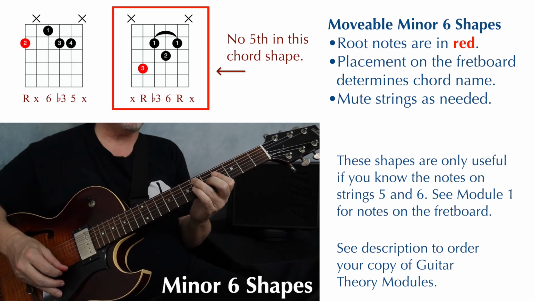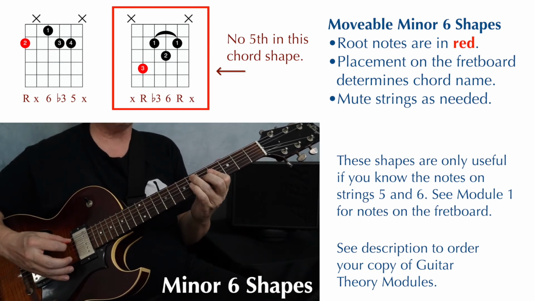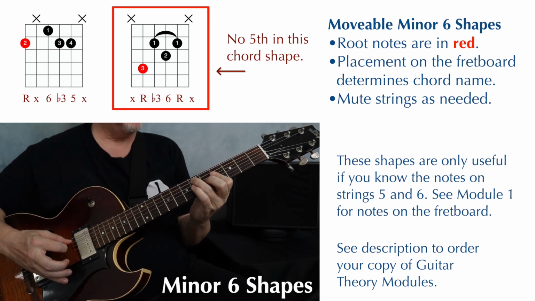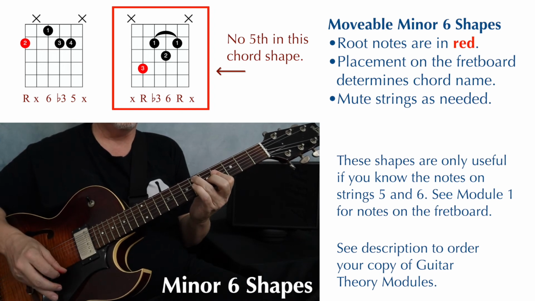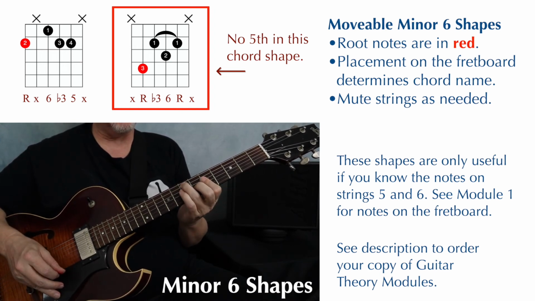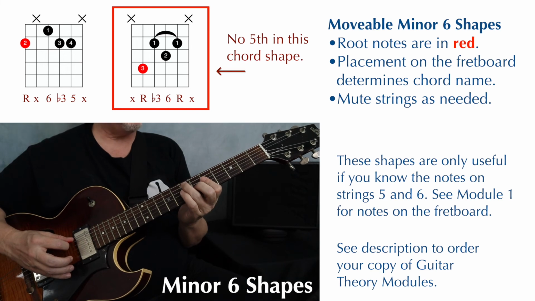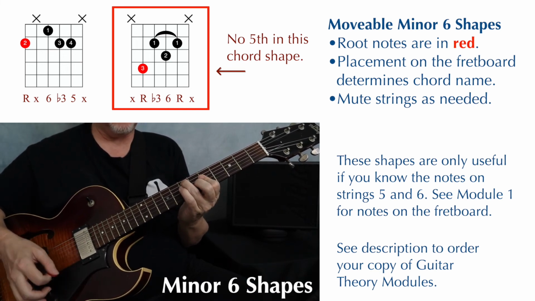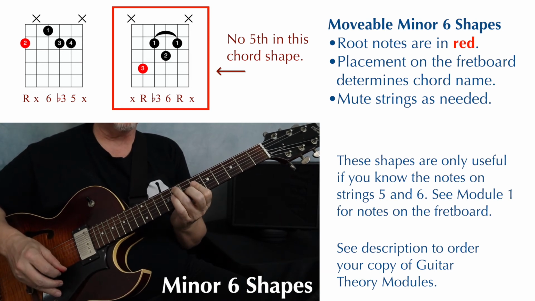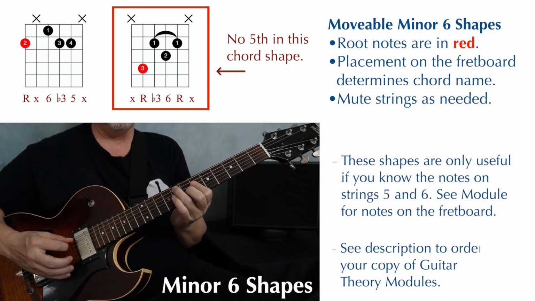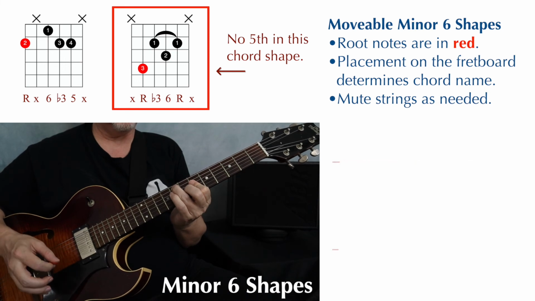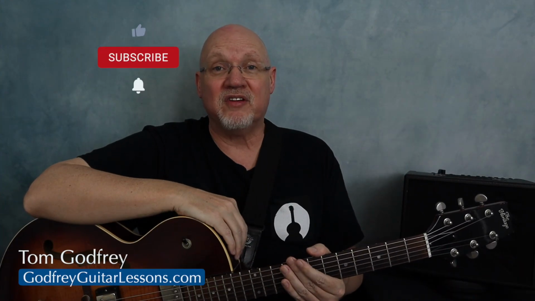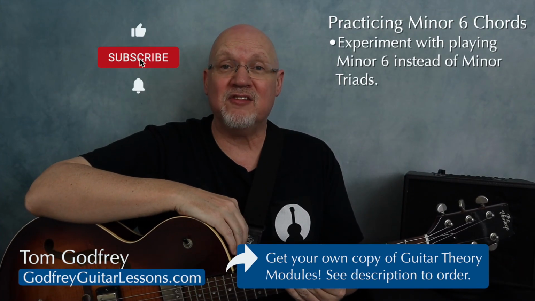And this is also a movable shape. This is an E flat minor 6 that I'm playing because I'm placing the root of the shape on the E flat, string 5, fret 6. If I were to move everything up a fret, now my root is being played at the 7th fret on an E, so now it's an E minor 6. And if I were to move it up one more fret with the root on the F, now it's an F minor 6.